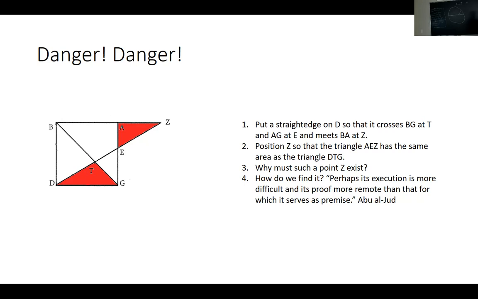Okay. So this is a neusis. This is a moving construction. If you think about it, such a point Z has to exist. And we can see that by some sort of continuity argument. Because what happens if Z is really close to A? How do the two triangles compare?